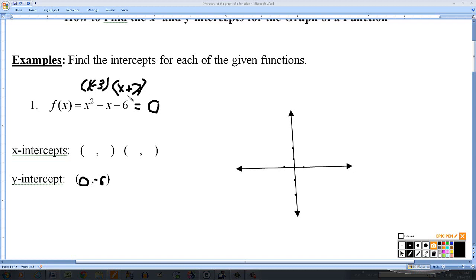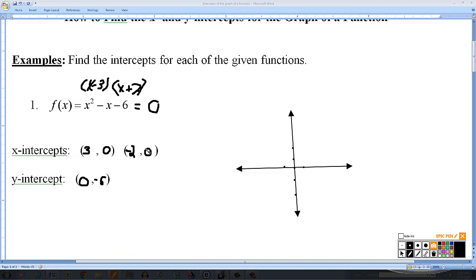So this product is going to be 0 when this factor is 0 or when this factor is 0. The first factor is 0 at 3. So that means x equal to 3, y has to be 0. The second factor is 0 at negative 2. So the other x-intercept would be negative 2 and 0. So the graph crosses the x-axis at 3, 0 and negative 2, 0.